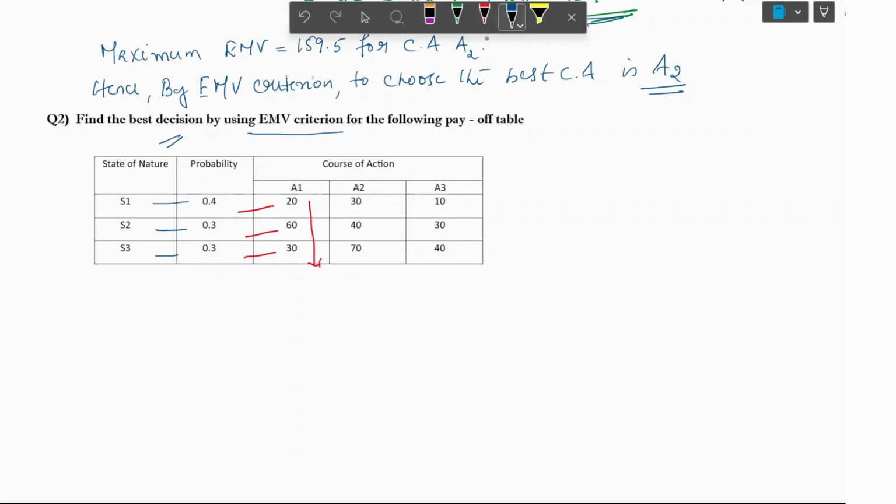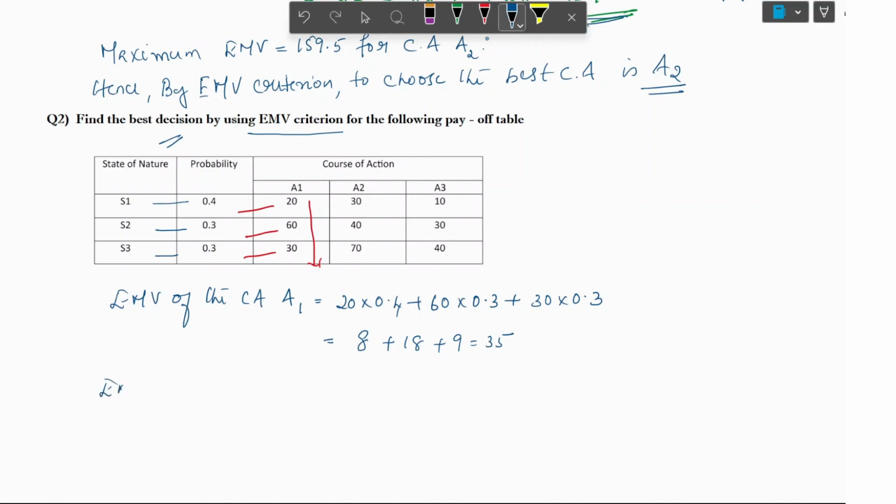Therefore, here I am going to write first, EMV of the course of action A1. Therefore, you are writing 20 into 0.4 plus 60 into 0.3 plus 30 into 0.3. That is equal to 8 plus 18 plus 9, the answer is 35. Therefore, next, EMV of the course of action A2.